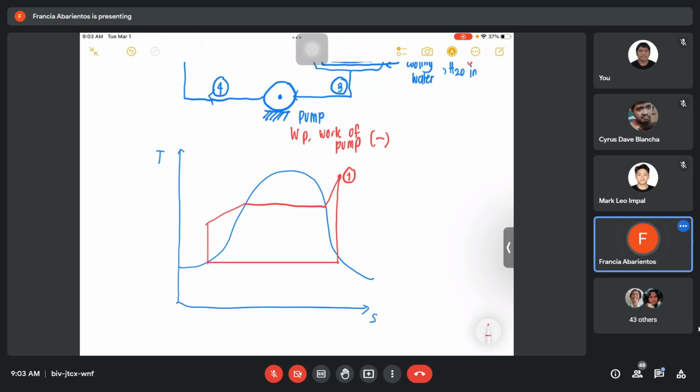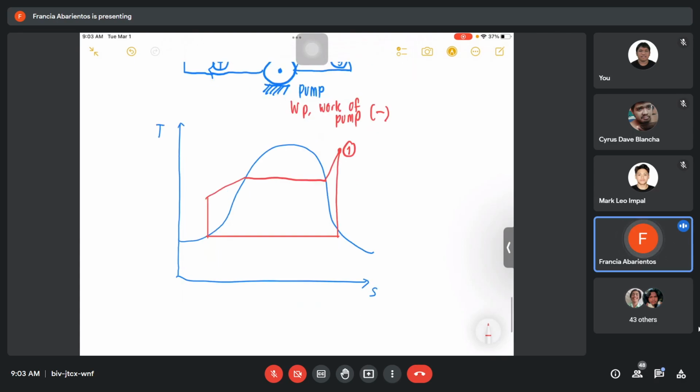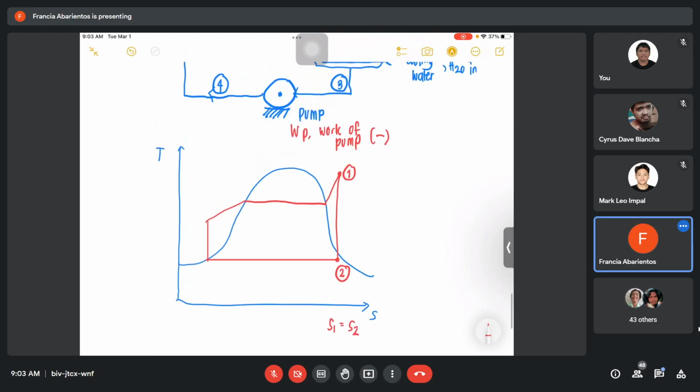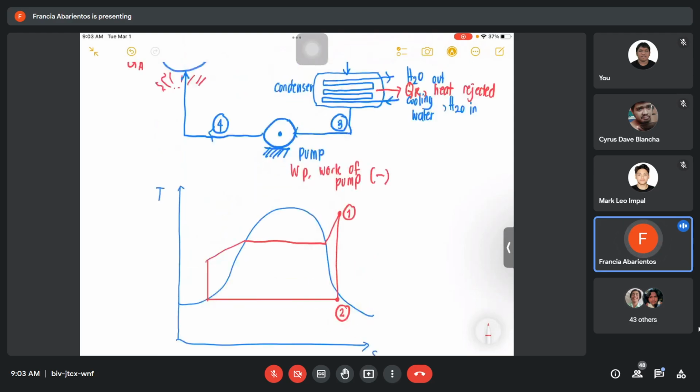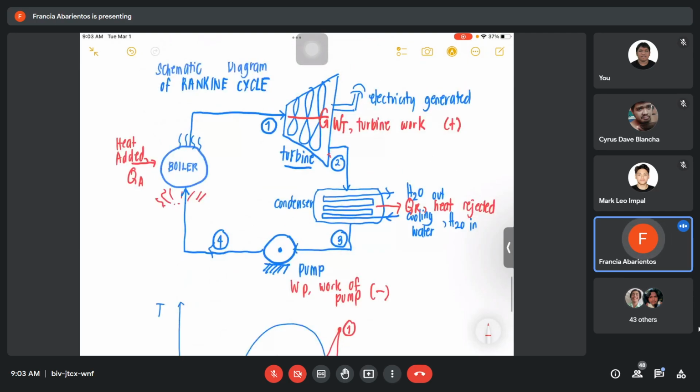heat natin. Okay? So, during this process class, nagkakaroon ng isentropic expansion. So, the entropy at point 1 is equal to entropy at point 2. Kasi class, bumababa na yung pressure natin at point 2. So, from higher pressure at point 1 here, bababa na siya sa pressure at point 2.